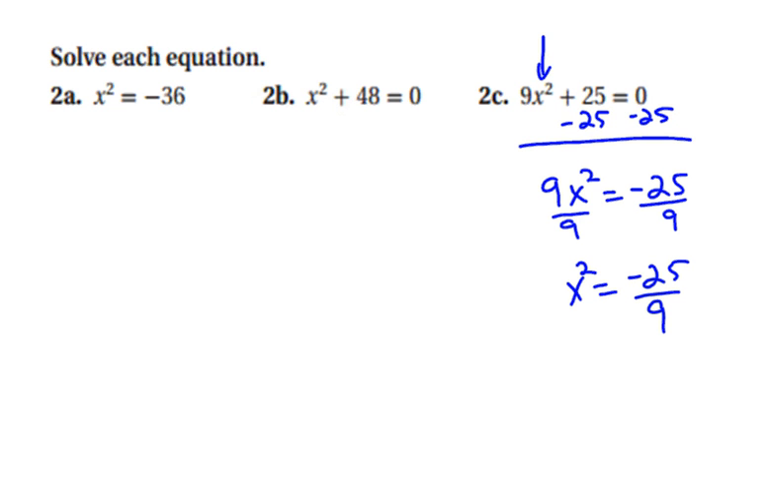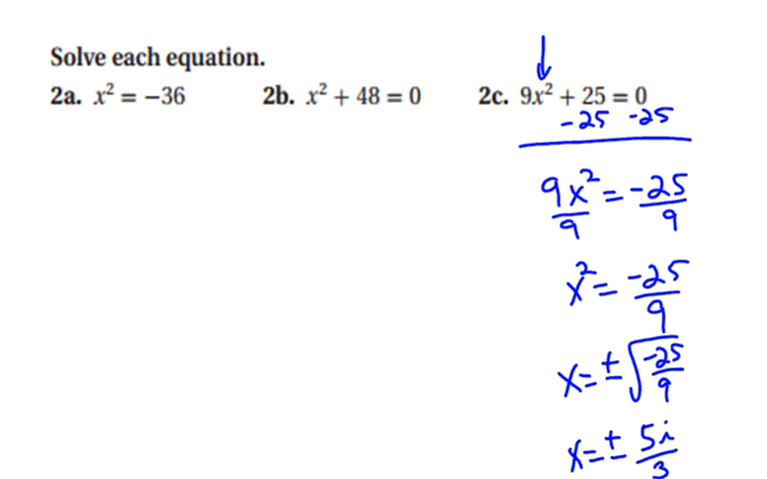Don't you dare write that as a decimal. Take the square root of both sides. So x is equal to plus or minus the square root of negative 25 over 9. So we get x equals plus or minus, I'm going to jump right to the finish line on this one. That is 5i divided by 3, or 5/3 i, however you want to think of that. If you need to, talk to someone about how that all happened, if that was too quick for you.